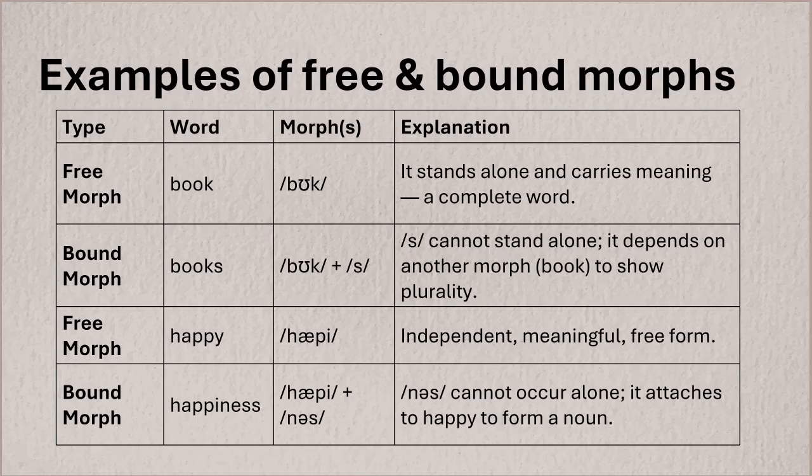Next, consider the word happy. Again, it's a single free morph, because it's meaningful on its own. But when we add ness, we get happiness, which contains two morphs, happy and ness. Here, ness can't appear alone. It depends on happy to form a complete word. That's why ness is a bound morph. So, to summarize, free morphs stand independently, while bound morphs rely on other forms to express meaning.